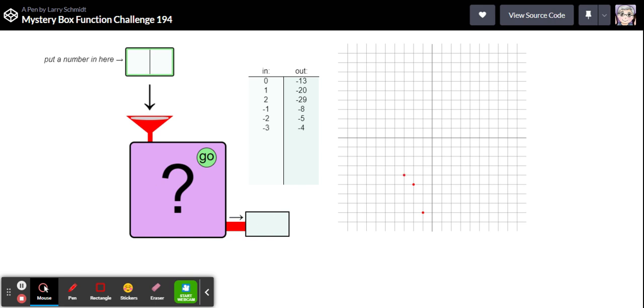Negative 4. So my suspicions now, just because of the shape of this curve, is that we might have a parabola. So this might be a quadratic equation. So what I would expect if I put in negative 4, I should get negative 5 here. So let's see if that holds up. Yeah, okay.